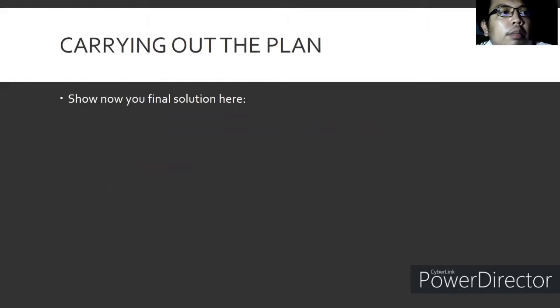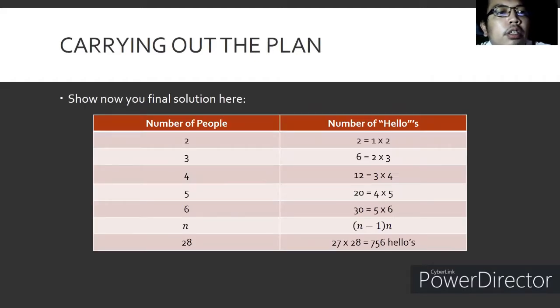Okay, so carrying out the plan, this is my solution. I did use the patterns. My answer here is 756 hellos. I did use the pattern 1 times 2, 2 times 3, 3 times 4, 4 times 5, and 5 times 6, and n minus 1 times n, and so on.